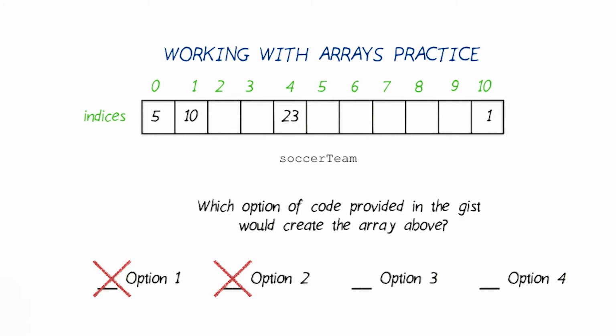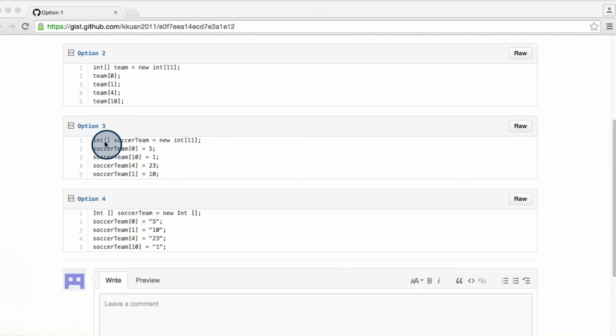Now let's take a look at option 3. We're creating an integer array of length 11, and the variable is called soccer team. So it looks good so far. We initialize the 0th index to be the value 5, the 10th index to be the value 1, the 4th index to be the value 23, and the 1st index to be the value 10. Hey, and that's exactly what we want, so it matches the diagram in the quiz image.